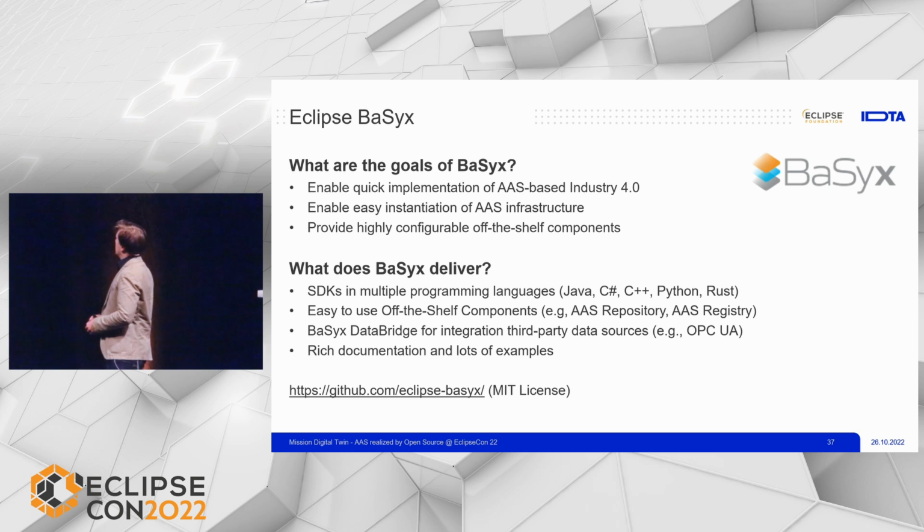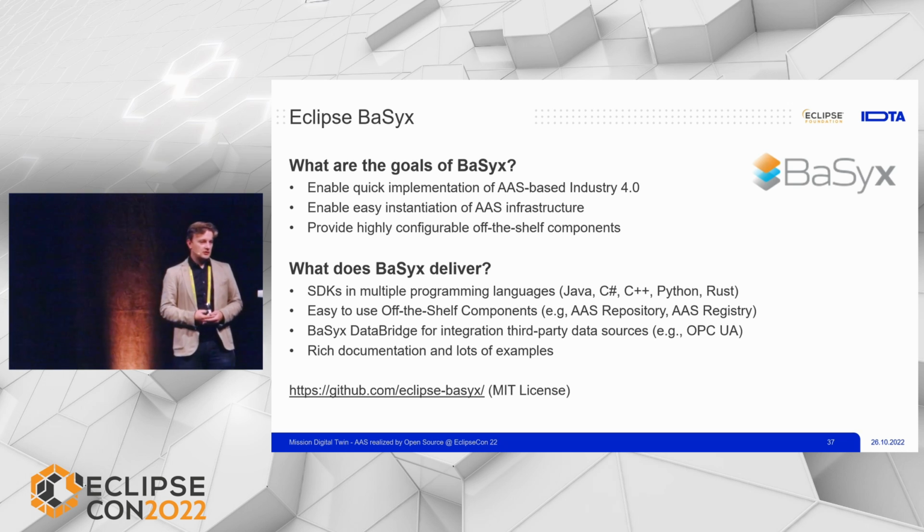It is also a pretty flexible project because you can use it as Java, C#, C++, Python. Currently, they're also working on Rust, which is pretty interesting. When I say off-the-shelf components, it's about implementations of the specification like registries, repositories, but also interfaces to databases like MongoDB. And of course, if you just want to play around like with the Package Explorer, you can also use BaSyx as a great introduction to the digital twin, as it provides very easy examples on how you can use the digital twin.